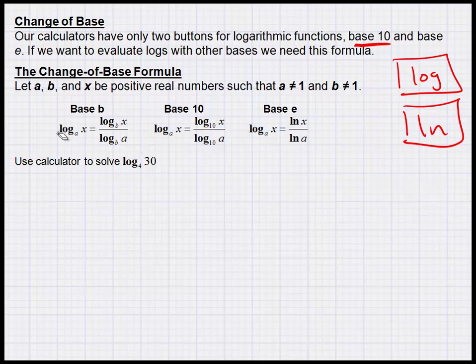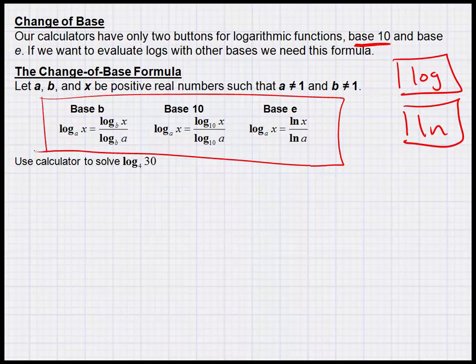These formulas are the change of base formulas, which basically say this is how you can change the base of a logarithm to any base you want. The two that are probably the most important are base 10 and base e, because those are the ones that your calculator uses. But this one says I can use any base, B.